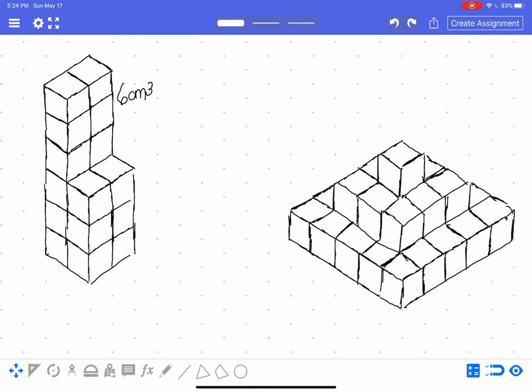The bottom part has a length of 3, a width of 2, and a height of 2, right? So it's 3 times 2 times 2, okay? 3 times 2 is 6, and then this times 2 is put on, right? So 6 times 2 is 12 centimeters cubed.